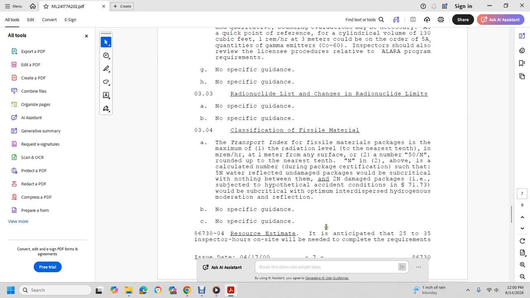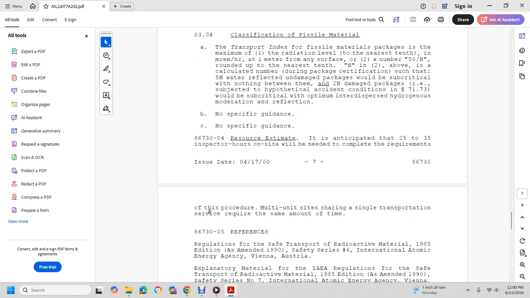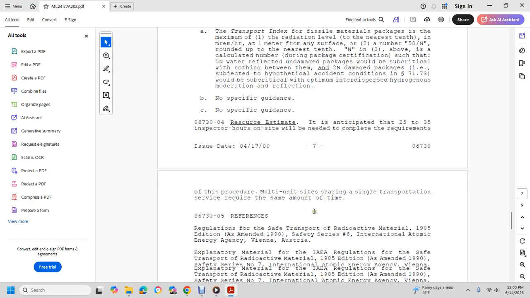86730-04, resource estimate: it is anticipated 25-35 inspector hours on site will be needed to complete with the requirements of the spreadsheet, with the multi-unit sharing of a single transportation service required with the same amount of time of the reference.